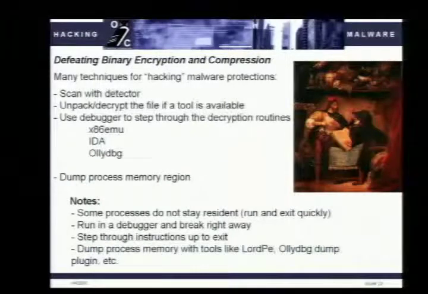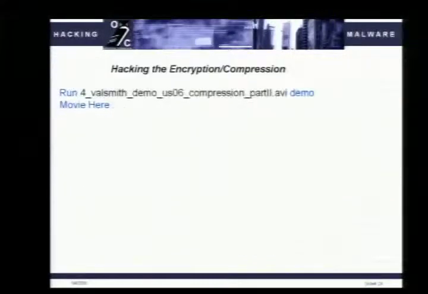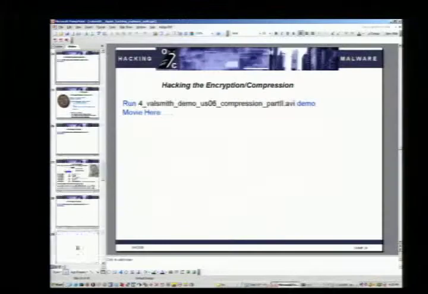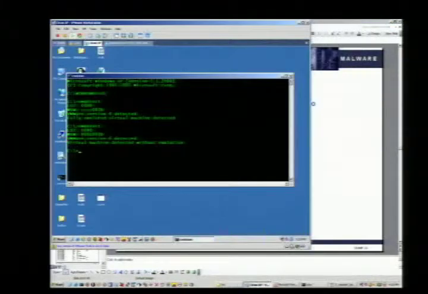The best way for getting around these malware protections is to actually partially execute the malware and dump the region of memory where this process resides. Some processes don't stay memory resident, so this could be a little bit harder. You need to run a debugger so you can pause it right before it exits or whatever. Okay, there's another video here. We'll just take a quick look at this.